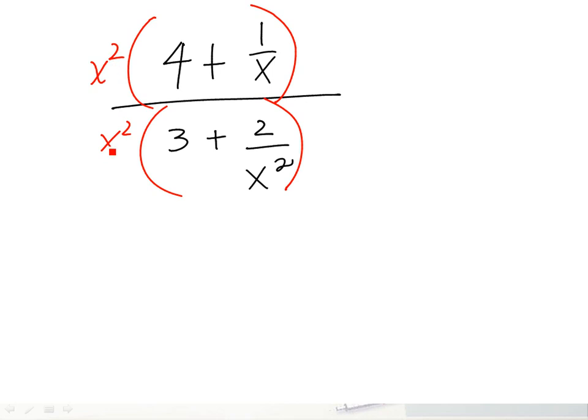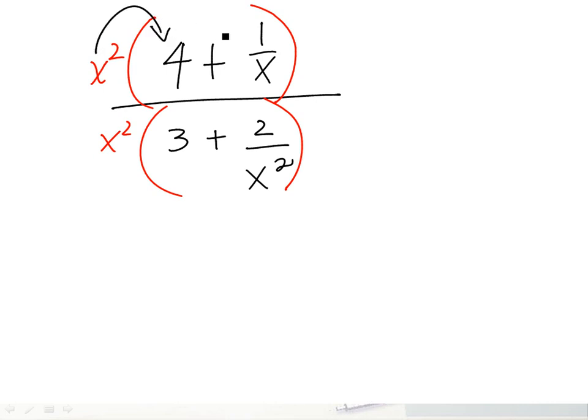X squared divided by x squared is 1, just like 1 divided by 1 is 1, 2 divided by 2 is 1, 3 divided by 3 is 1. So long as it's the same thing divided by itself, then the answer is 1, and that makes it legal in math to multiply by a certain thing. Okay, so let's distribute here.